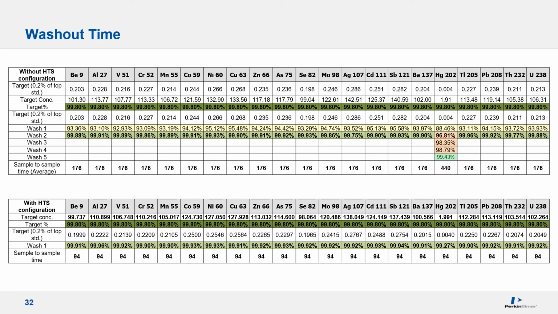Most elements passed on the second rinse cycle, taking an average time of 176 seconds, sample to sample, to adequately rinse those elements. However, mercury, which is known to be sticky, took a lot longer to rinse out of the tubing, taking an average of 440 seconds sample to sample.